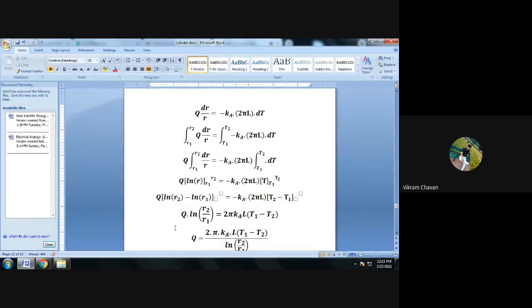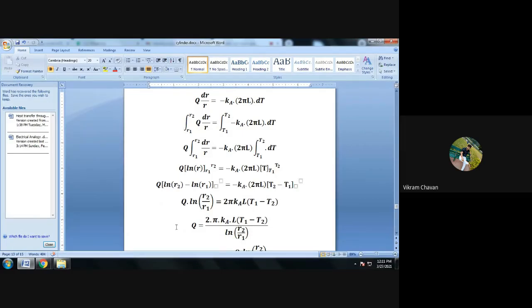Then we get the equation in the form of Q. Q is equal to 2 pi K suffix A multiplied by L into bracket T1 minus T2, whole divided by ln of R2 divided by R1.